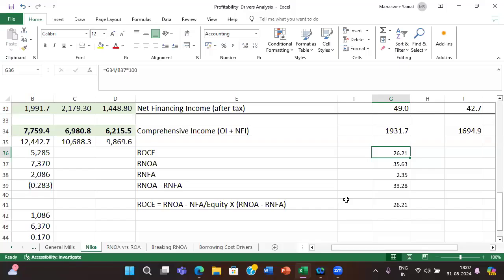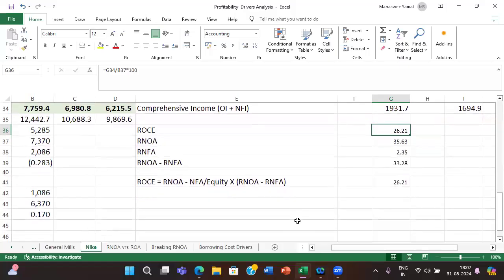That's why you'll find that shareholders sometimes will not be happy if the company is carrying too much of financial asset in the balance sheet. Okay. So this negative financial leverage is accounting for this decline of RNOA to 26.21. Okay. So and if you go for the component wise calculation, you can re-establish the truthfulness of that equation.